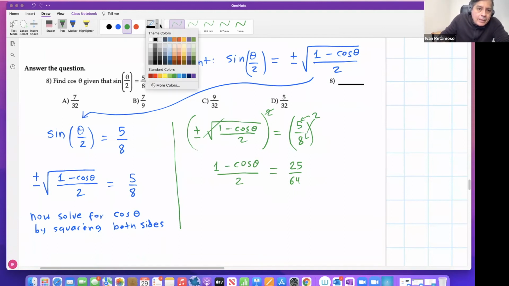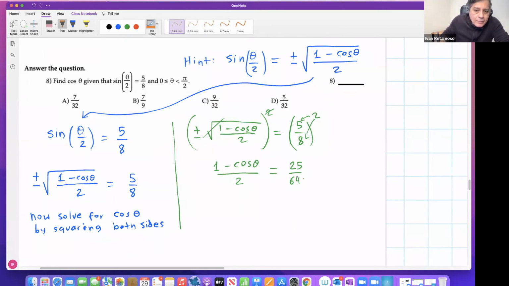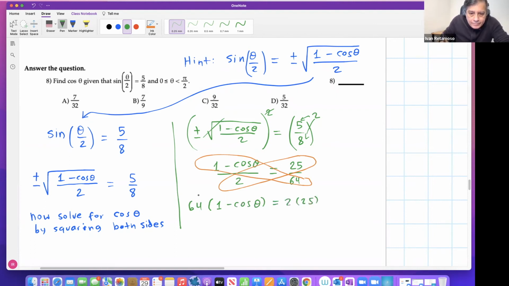to cross multiply, right? There are other techniques. You may follow any technique you want, but I am going to cross multiply. This times this should be equal to this cross product, okay? So 64 multiplied by (1 minus cosine of theta) should be equal to 2 times 25. Let's do the math here. 64 minus 64 cosine of theta equal 2 times 25. That is 50, right?